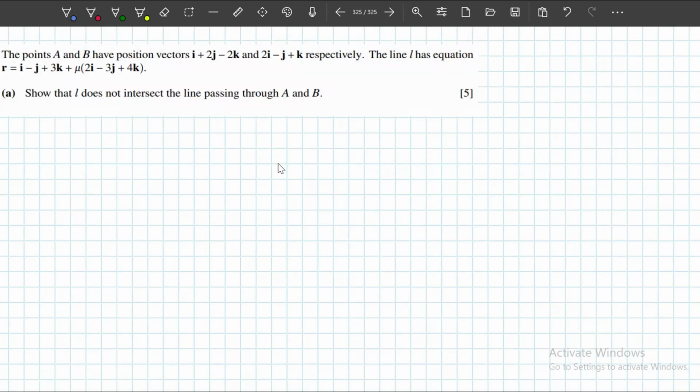Next question is related to vectors, and in this question we have the points A and B have position vectors. So these are basically the position vectors of A and B respectively, or we can say OA and OB.